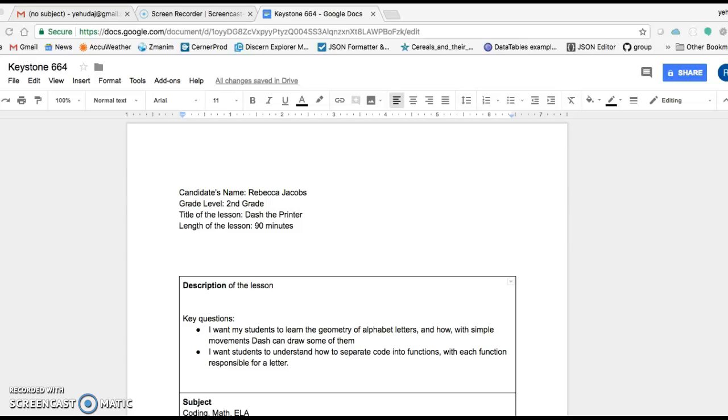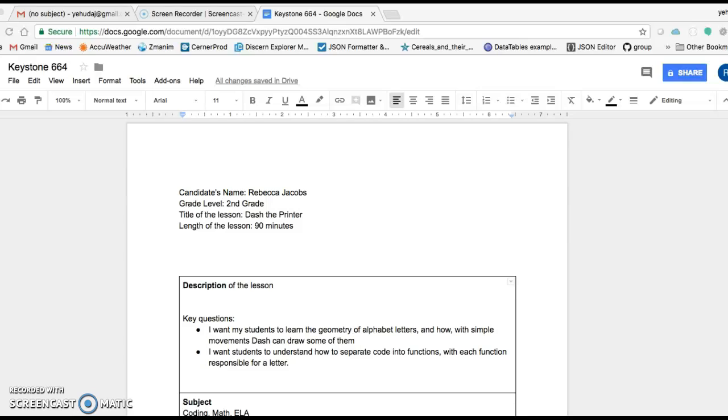Dash the printer. This lesson plan is designed for second grade students and to be around 90 minutes or so. The lesson can cover a lot. We will talk about the geometrical shapes of the alphabet. We will also talk about how to break down letters into different shapes. A T is two straight lines, one bigger than the other. An X is two diagonal lines.